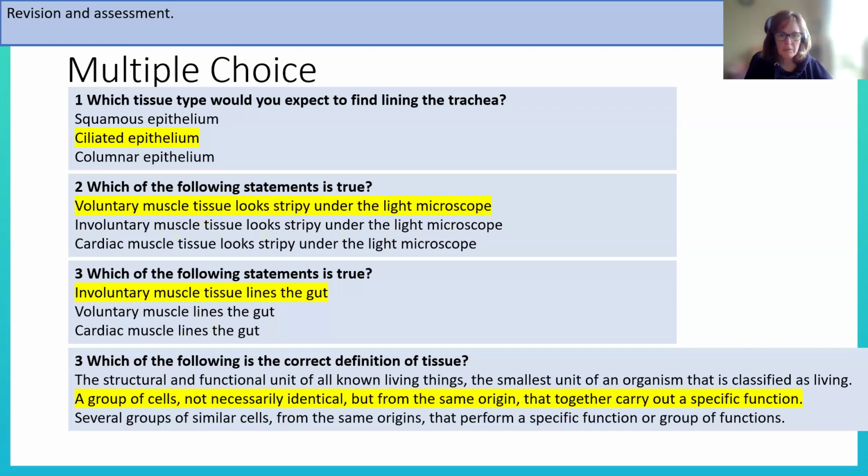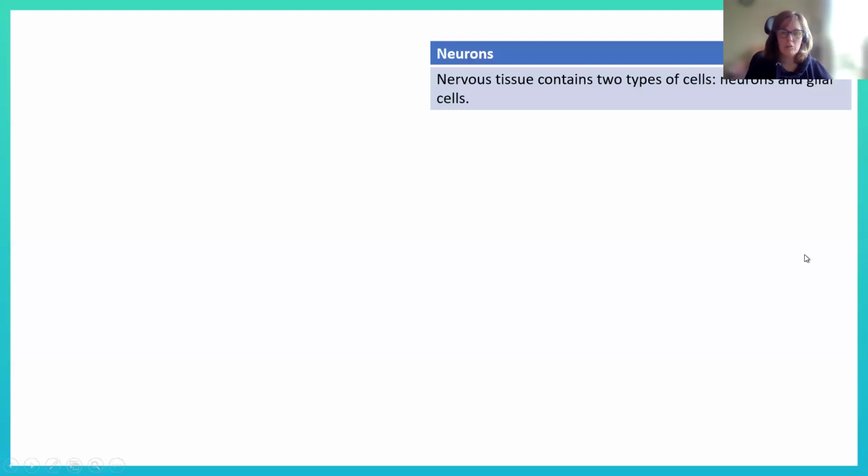And which of the following definitions is a definition of tissues? It's a group of cells, not necessarily identical, but from the same origin, that together carry out a specific function. So we had a little look at the cells and some specialist cells of certain tissue types last session. And we're going to have a look a bit more at how it works together as tissues now, these main cell groups.